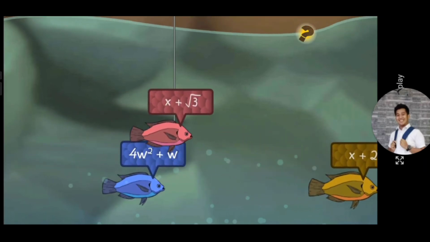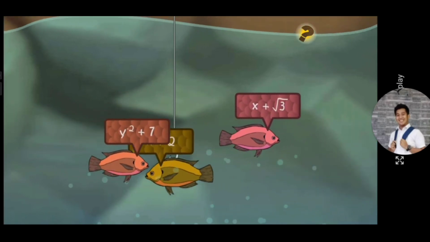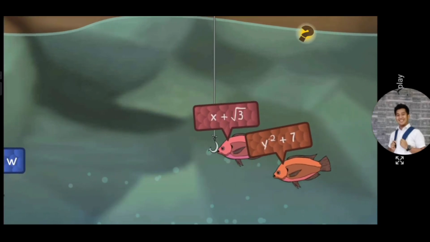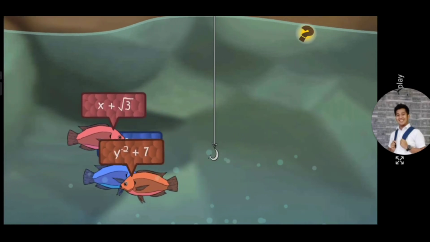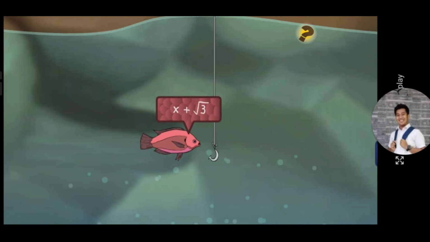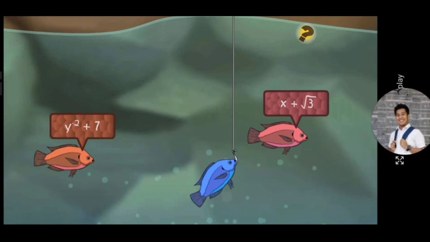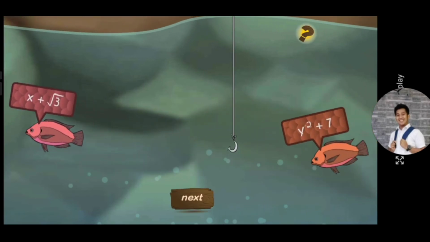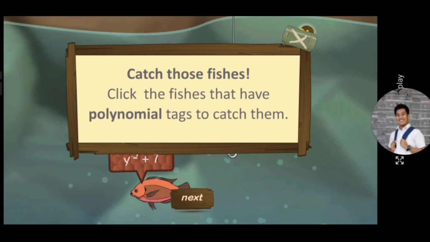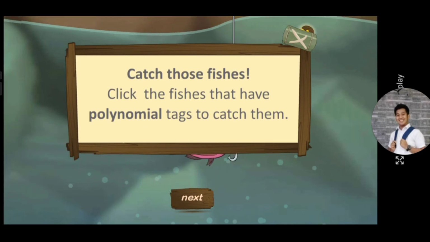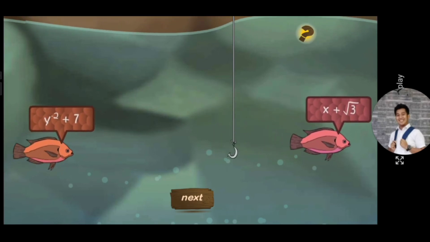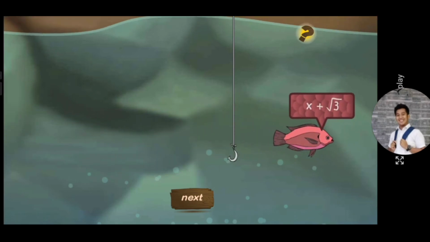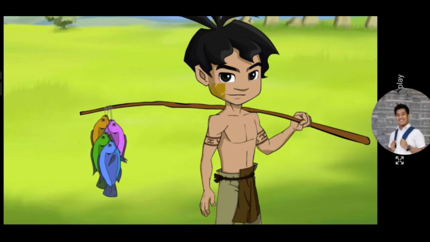Next, A plus B plus C. Next, X plus 2. Okay, we catch X plus 2. What else? Okay, 4W squared plus M. And what's left are these two. Click the fishes that have polynomial tags to catch them. So we're not going to catch these two because they are not polynomials. We cannot click them because they are not polynomials.